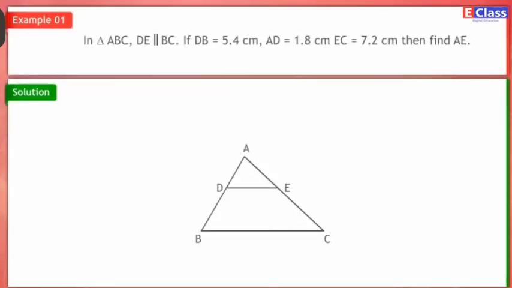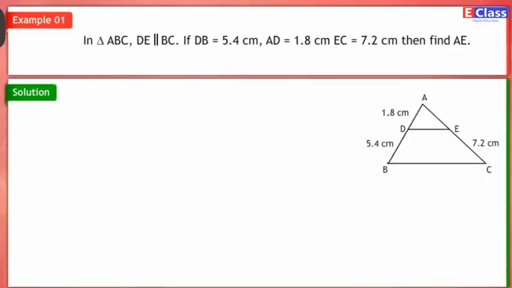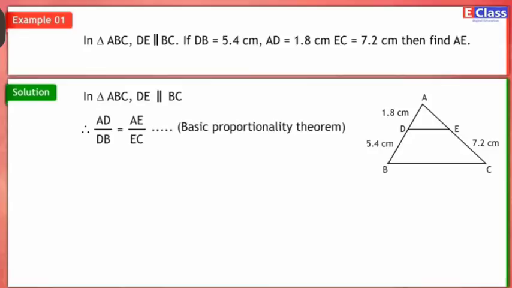Example 1. In triangle ABC, DE is parallel to BC. If DB is equal to 5.4 centimeters, AD is equal to 1.8 centimeters, EC is equal to 7.2 centimeters, then find AE. Solution. In triangle ABC, DE is parallel to BC. Therefore, AD upon DB is equal to AE upon EC by basic proportionality theorem.